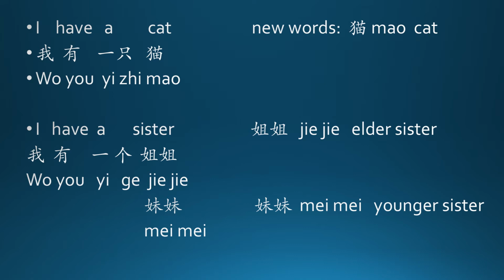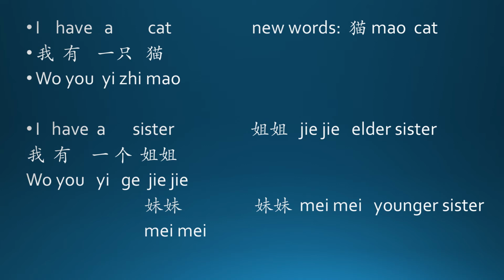And I have a sister. In Chinese, you would normally have to specify if you have an older sister or a younger sister. But if you have both, you could say, I have an older sister and a younger sister. So let's get started with it.